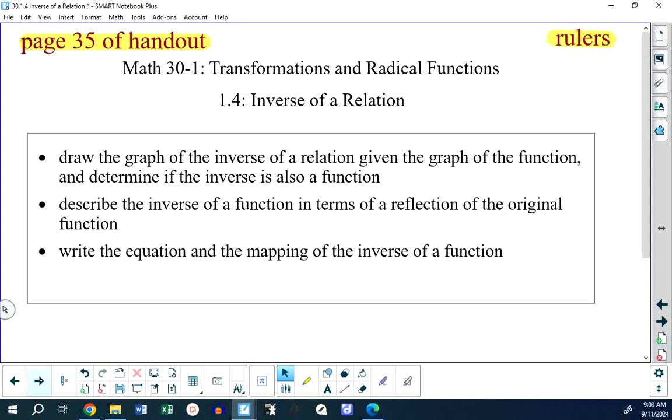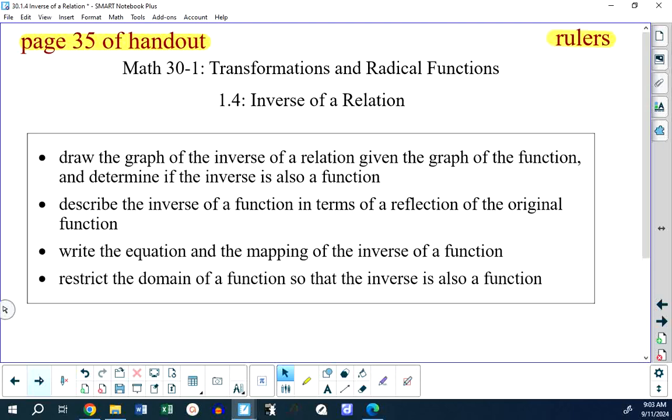Write the equation of the inverse of a function and also write the mapping. And this is going to be the thing. I'll tell you right now that this final bullet is the thing that students will have the most difficulty with. It's a subtle kind of idea that we need to wrap our head around.